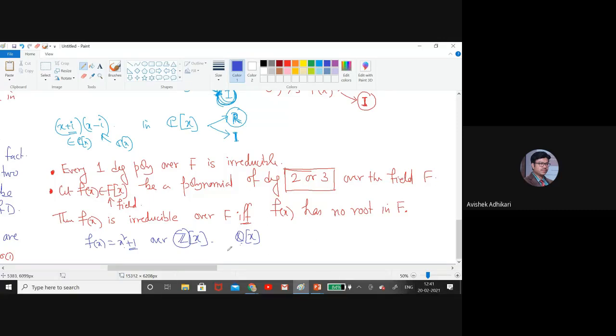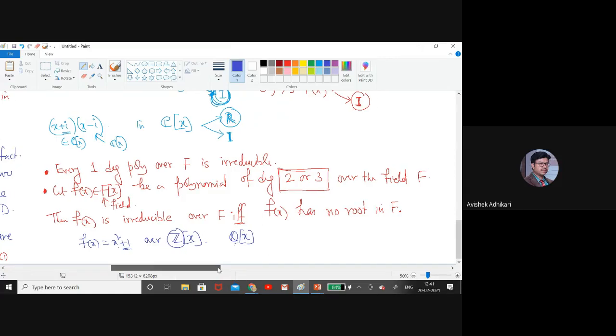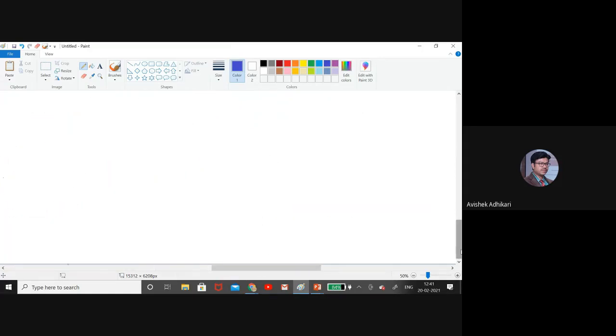Okay, the next result, and mind that this is only true for 2 and 3 degree polynomials, not for higher degree polynomials. Now the question is what will happen for polynomials of degree more than 3? That would be a question. And for that, the theorem that helps us most is known as Eisenstein's theorem.